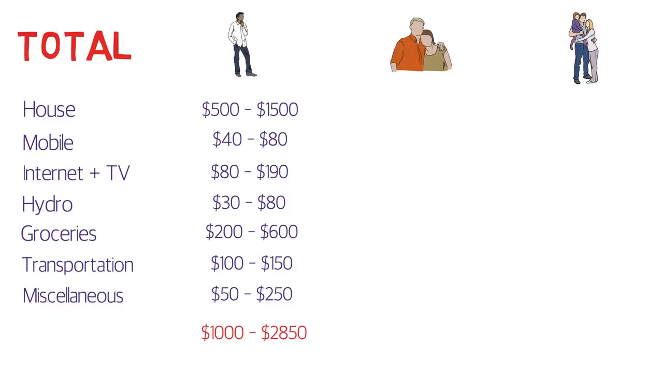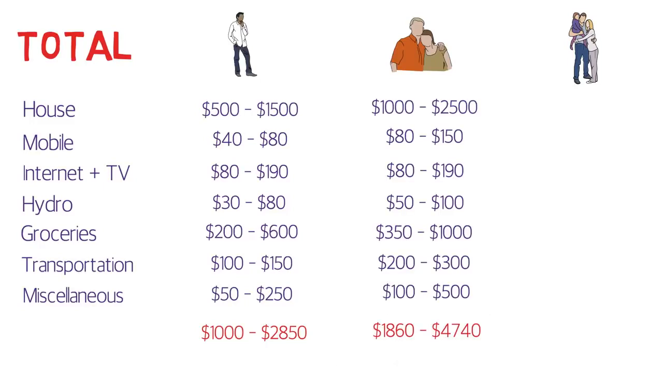Okay, now for somebody who's a couple, so in that case, your house rent would increase from $1,000 and it might go up to $2,500. It's your choice. So $1,000 for the basement and 2,500 probably for a semi-detached house or maybe a condominium. Now mobile bills would double, no, probably from $80 to $150. Internet plus TV would be the same. So 80 to 190. Hydro bills would increase slightly, so probably $50 to $100.